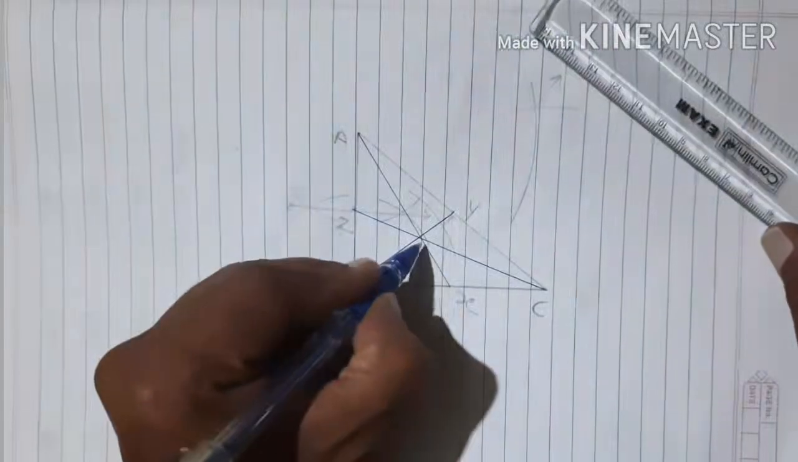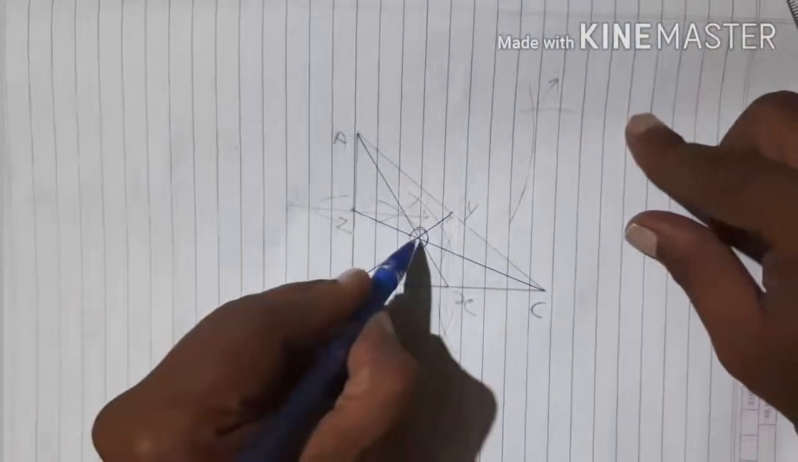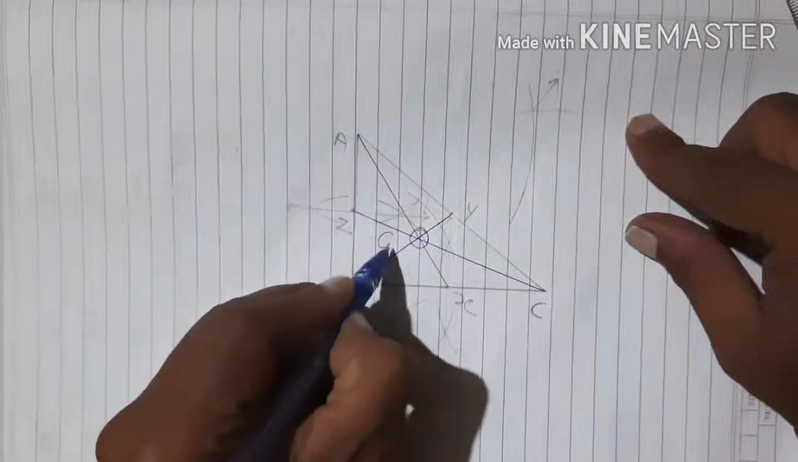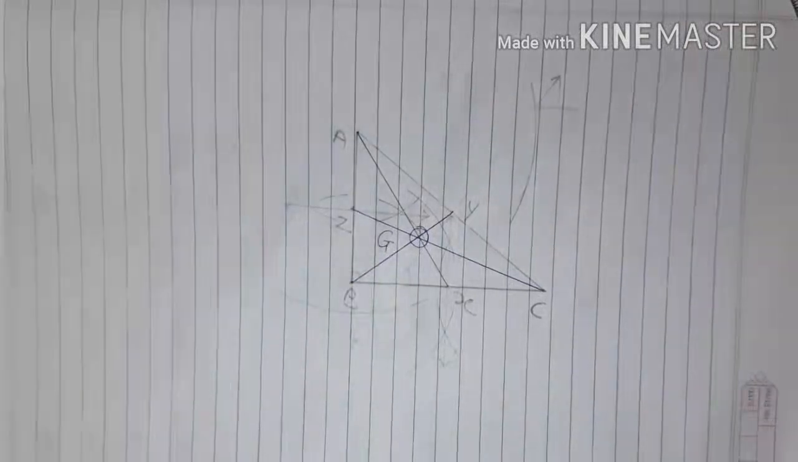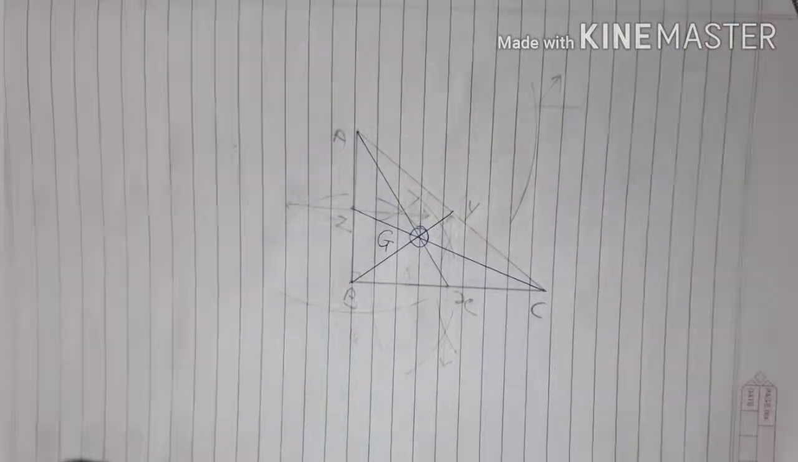Now see students, all these 3 medians are concurrent. So this point of concurrence is centroid, which is denoted with letter G, and centroid of a right angle triangle is in the interior of the triangle.